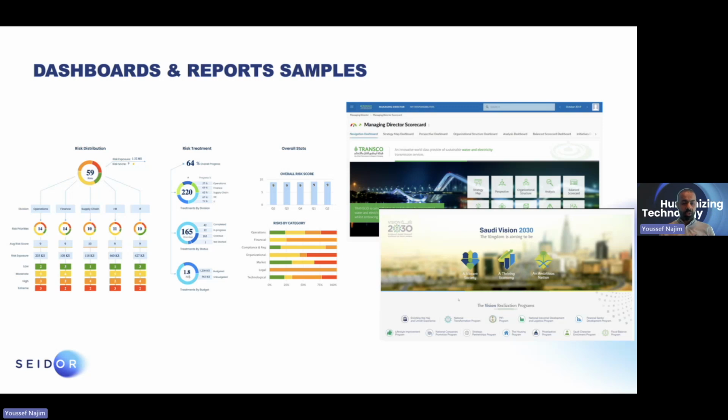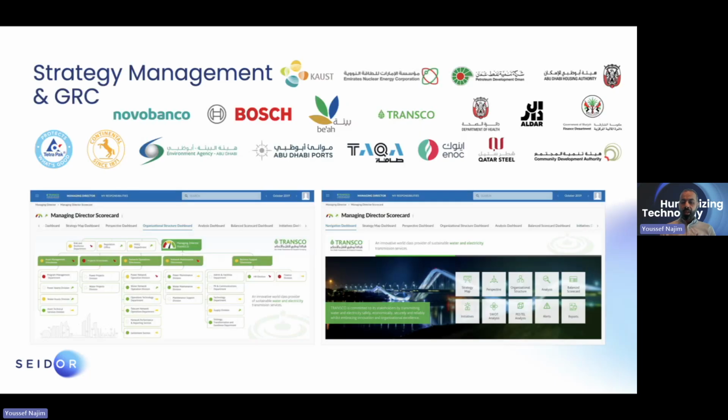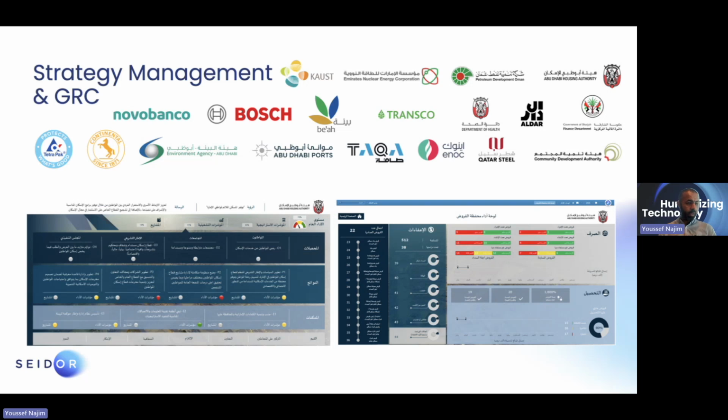This is just some of the examples of how we have implemented the solution in the region, just to show you a flavor of how the dashboards and reports, that obviously are responsive, that you can see in any device. Few of the customers that we have implemented the solution for, both here in the region as well as in Europe.